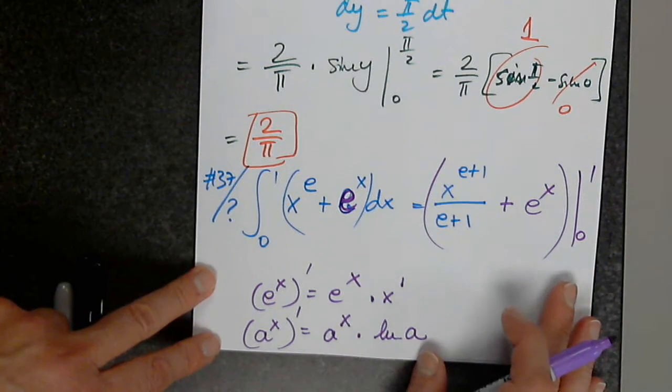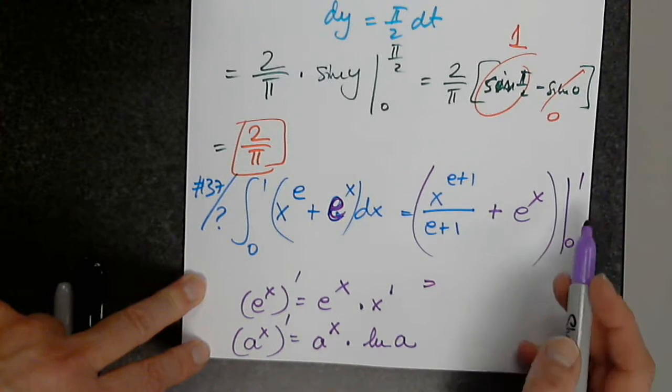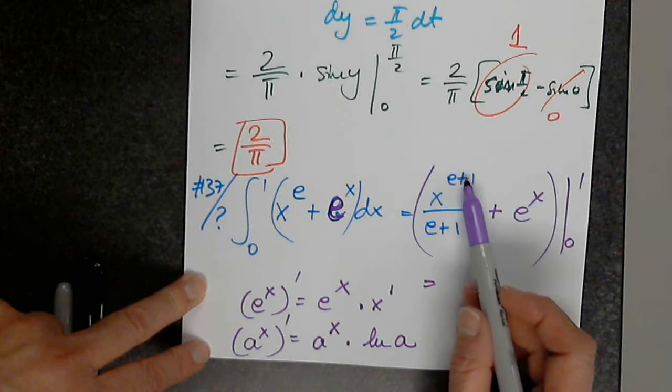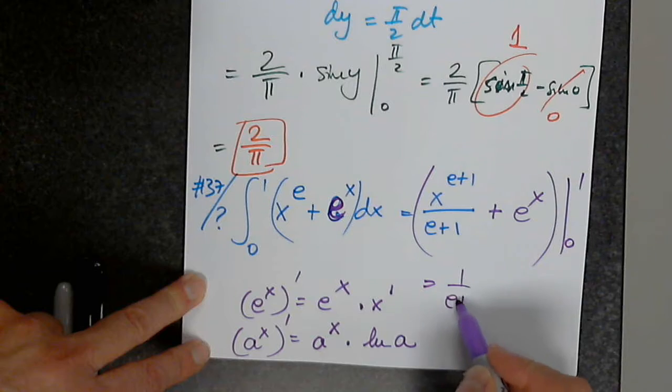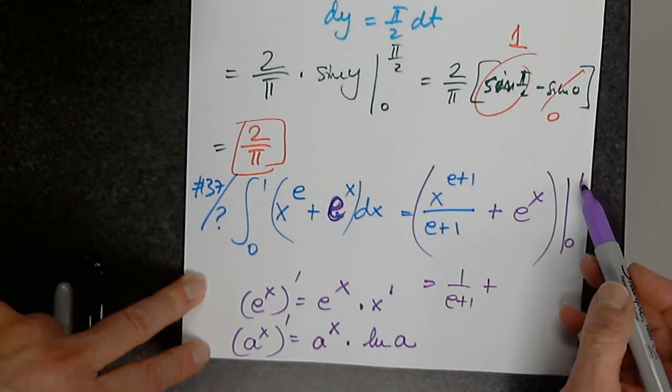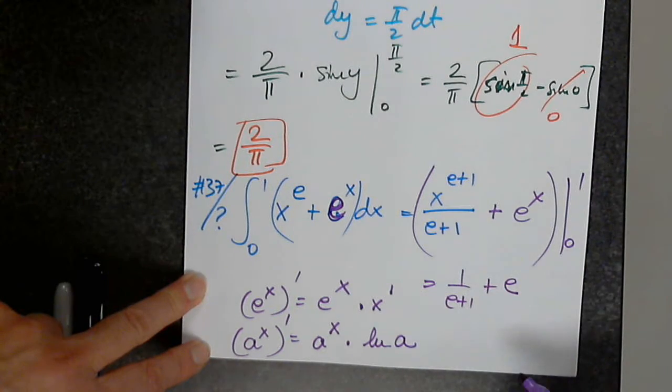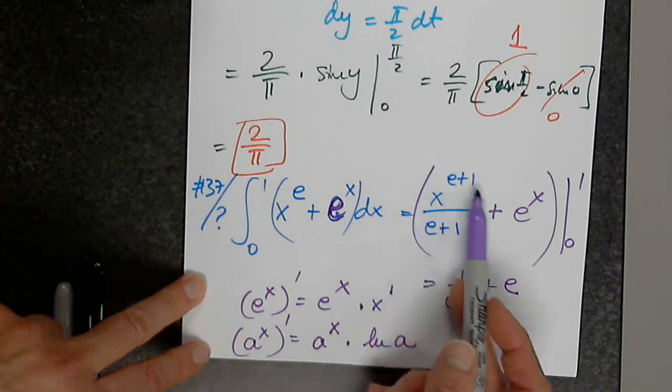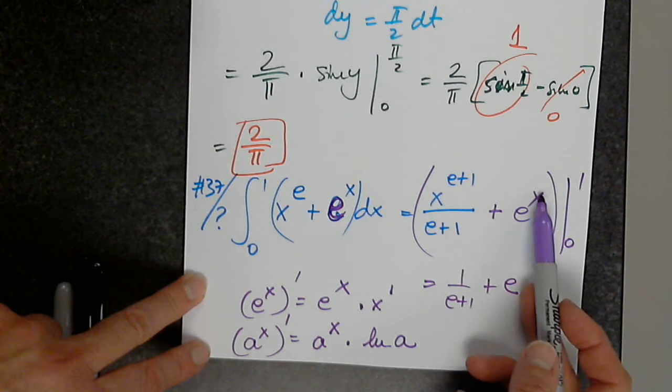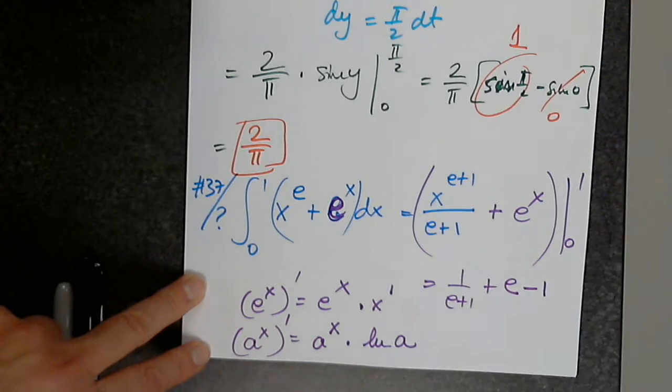Is this okay then so far? Yeah. Okay, so then I plug in 1. So 1 raised to whatever is 1. So it's 1 over e plus 1. Plus, when I plug in 1, it's e. And now when I plug in 0 for x, I get 0. And when I plug in 0 for x here, I get minus 1.